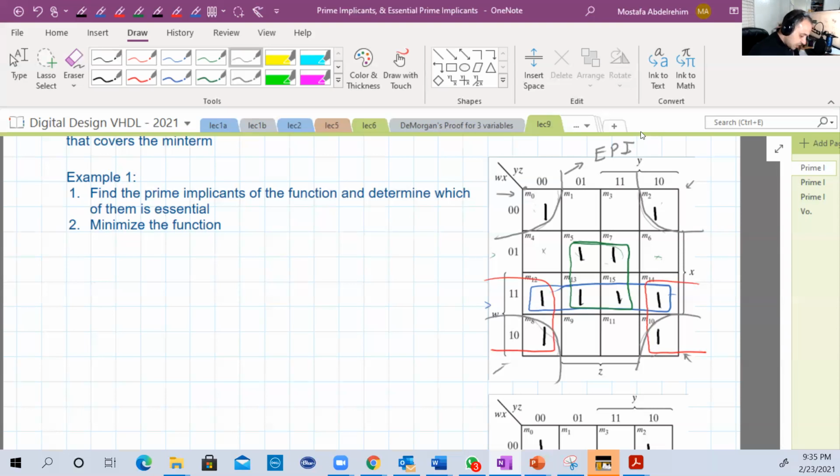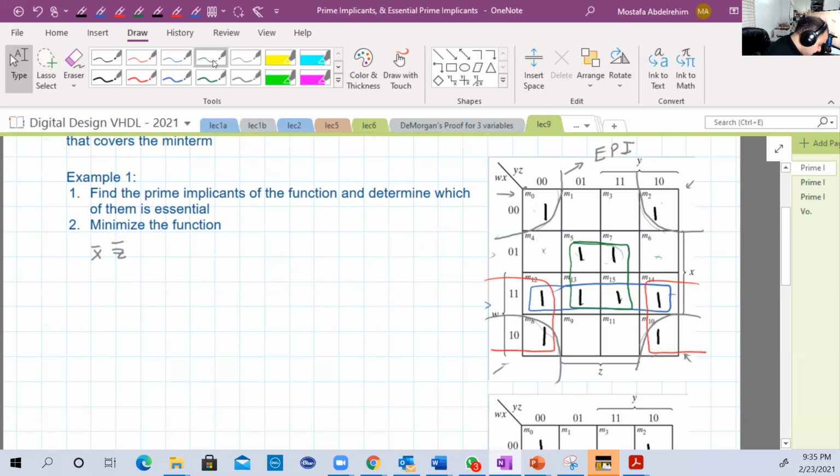Good. So our first essential prime implicant is, remember, the variables are WXYZ. W is changing, Y is changing. So this is X bar Z bar. Okay.